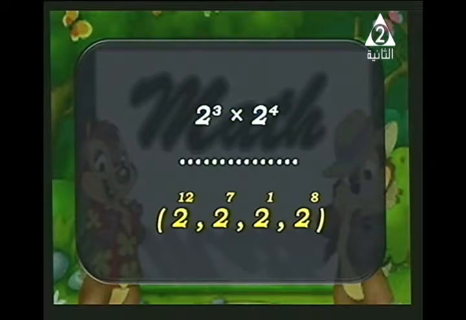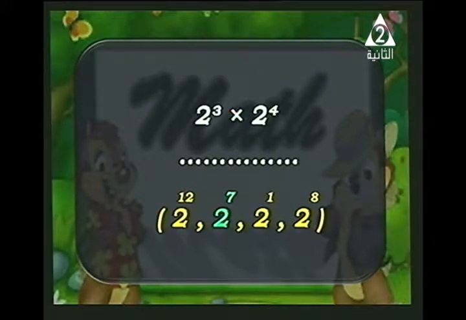Another example. 2 to the power of 3 multiplied by 2 to the power of 4 equals what? Is it 2 to the power of 12, 2 to the power of 7, 2 to the power of 1, or 2 to the power of 8? At the very beginning, you are going to notice that you have the same base, 2 and 2. And then you are going to multiply. So for the result, you are going to write the base and add the powers. Then the result will be 2 to the power of 7.